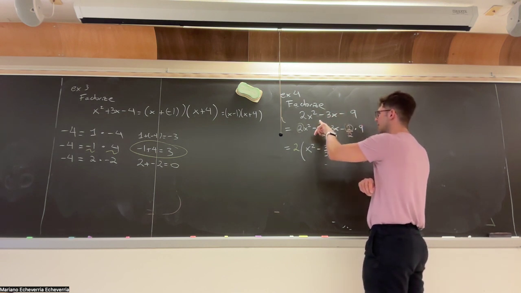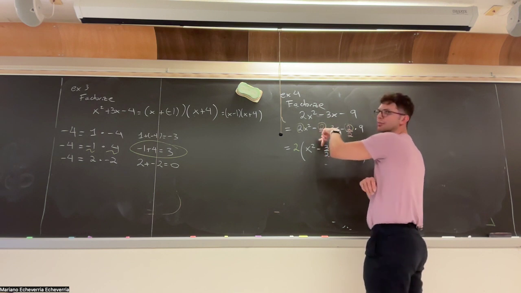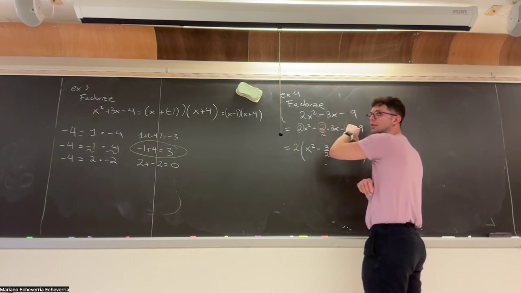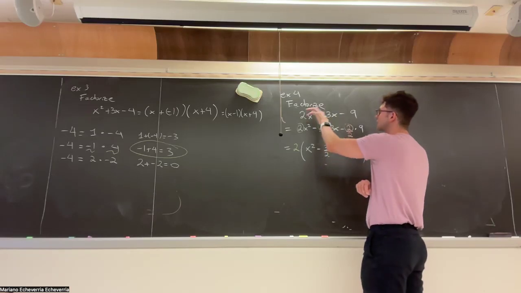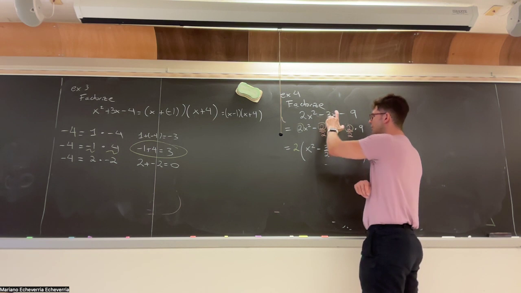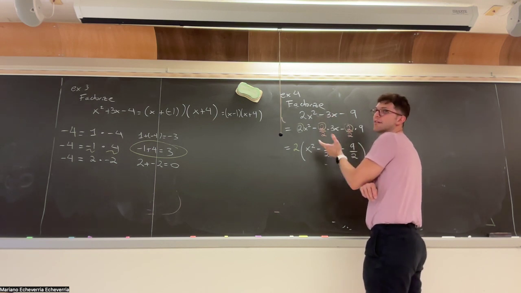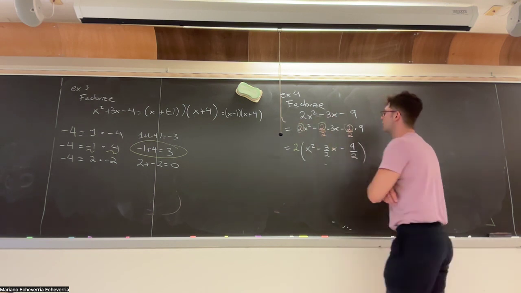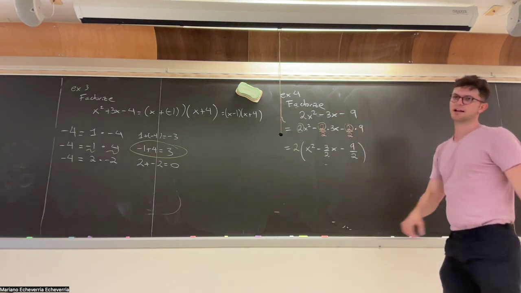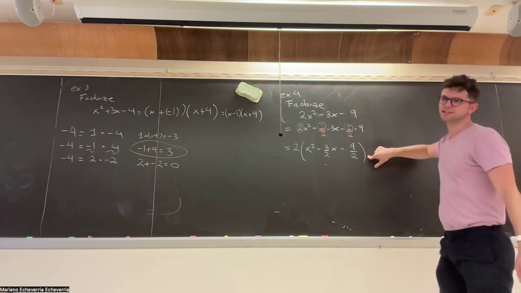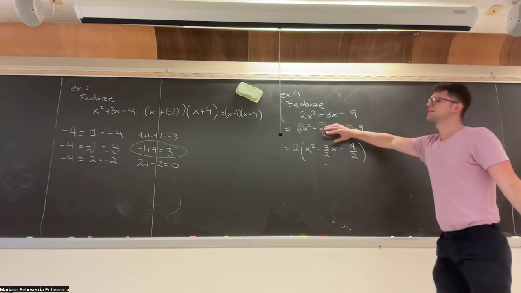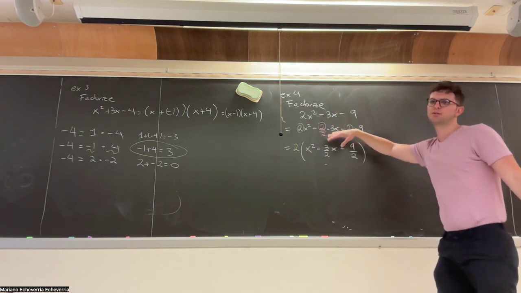But you can make them show up by multiplying and dividing by two in the middle and the last one. So when you factor out the two, what you have to keep in mind is that instead of having three, you have three halves, because now you have half of the amount that you had before. And instead of having nine, you have nine halves. So you can go from this step to this step, if that makes sense. If not, you can always do this trick of multiplying and dividing by two.